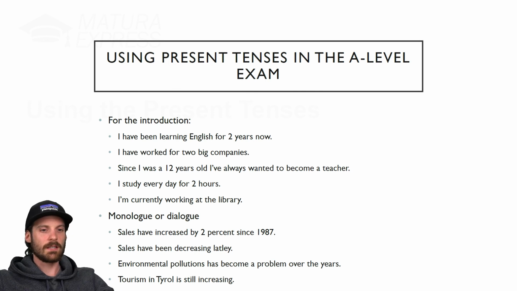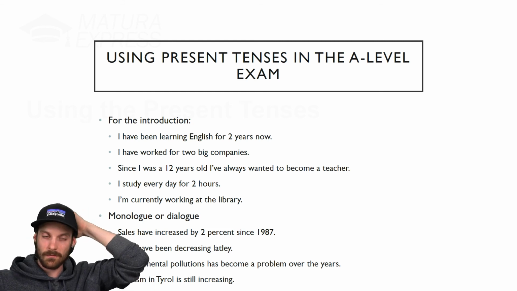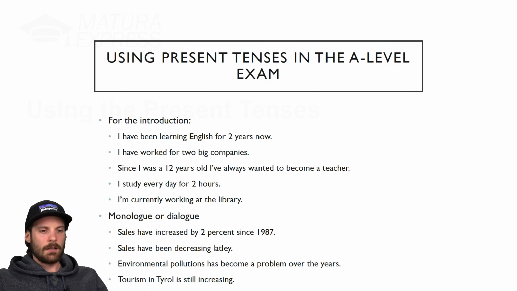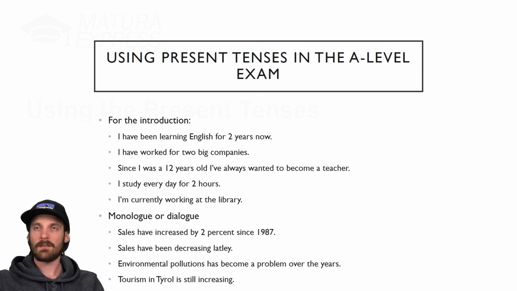For the introduction, for example, you use the present perfect continuous in this case. I've been learning English for 2 years now. 2 years is a time span, and you're focusing on the learning process for 2 years now, and of course it will continue. Or I've worked for 2 big companies so far. You've worked for 2 big companies, so the emphasis is on how much you've done something, or how many times.